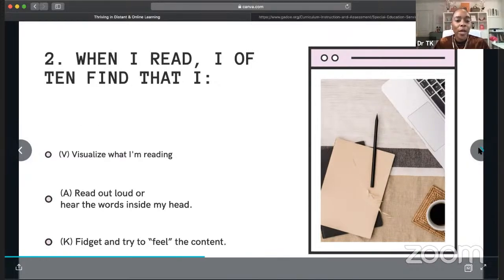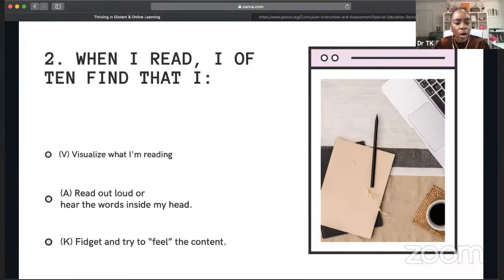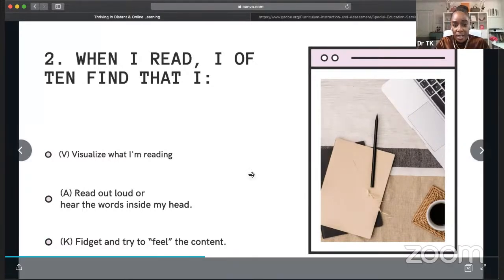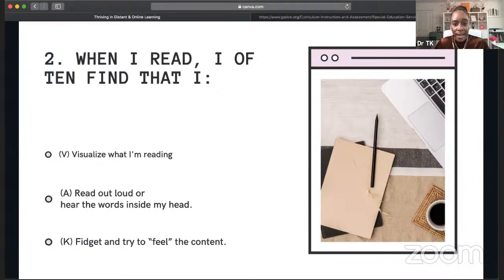Number 2, when I read, I often find that I visualize what I'm reading. That's the V. Read out loud or hear the words inside my head. That's A. Or I fidget and try to feel the content. I know I can understand what I just read, right? So that's the K. So you either got a V, an A, or a K. You either visualize it, you may have to read it out loud so that you can consume it, or you may have to move around.